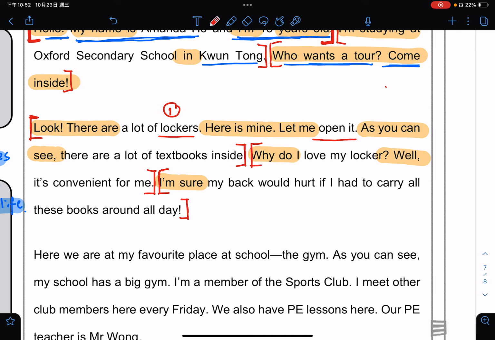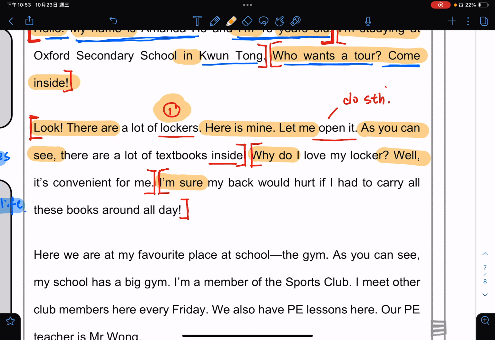So let me do something. This time, you are opening the locker. And then the reader can see what is inside the locker. So, as you can see, is the third sentence. 你可以睇到啦，依家 as you can see, there are a lot of textbooks inside. So we show what's inside. This is step number one.